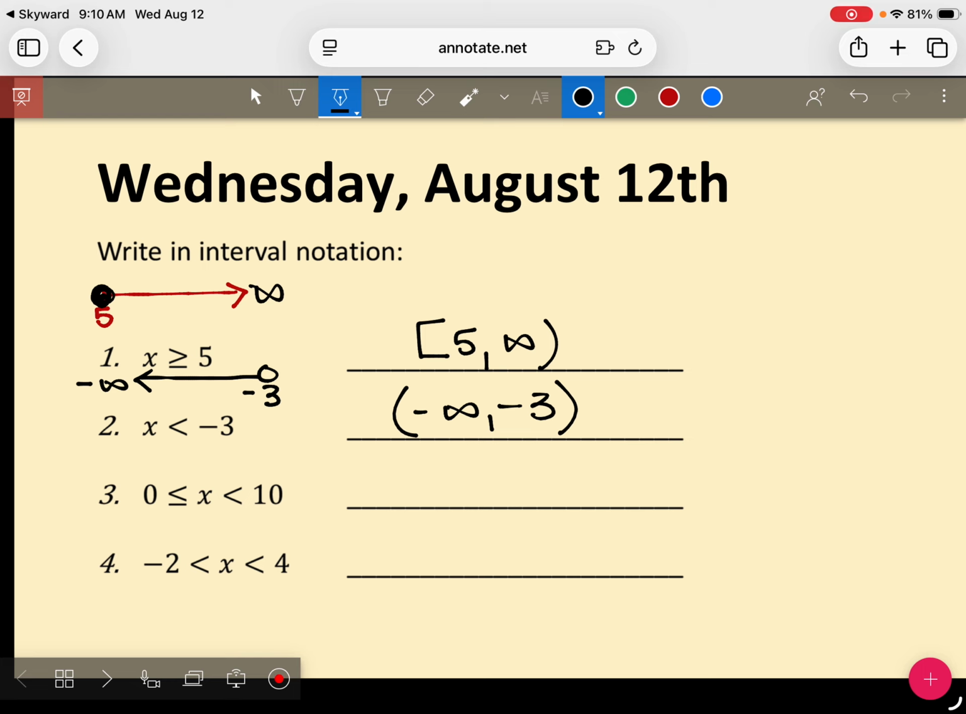Okay, this one says it has to be any number between 0 and 10. But this 0 is included because that's equal to. So I'm going to put a closed point there. The 10 is not. So that means that I can use any number between 0 and 10. I can use 0. So the number 0 can work. I can go as close to 10 as possible. It could be 9.99999, but it cannot equal 10. So 10 will get a parentheses.